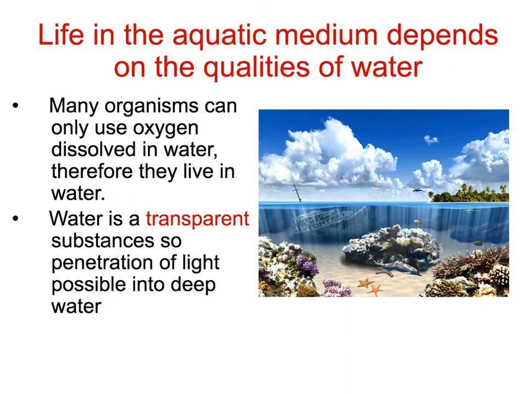Life in an aquatic medium such as seas or rivers depends on water qualities, because water is transparent. What does transparent mean? There is sunlight here, and sunlight can pass through the transparent water and reach the bottom, the deep side of the water, and the organisms living under the water can make photosynthesis.